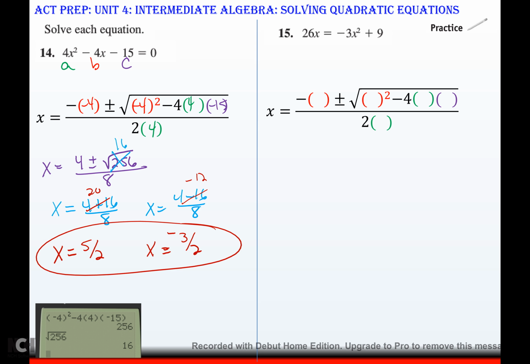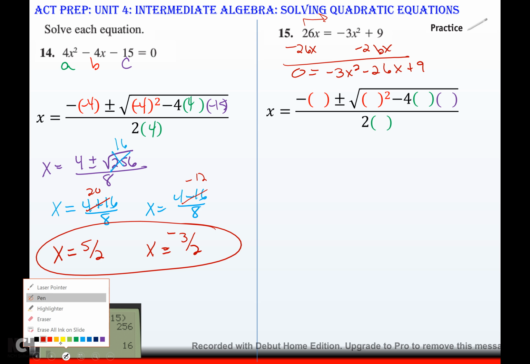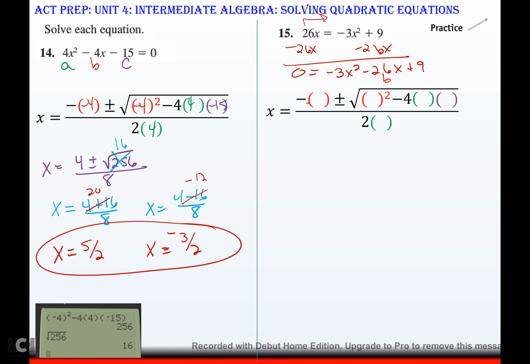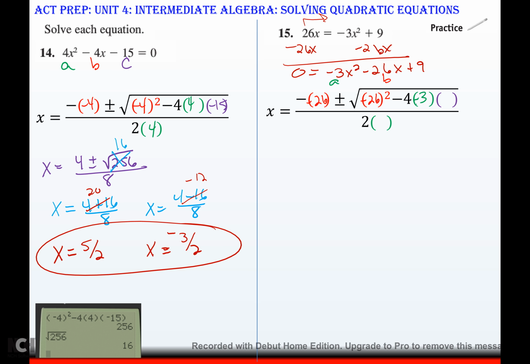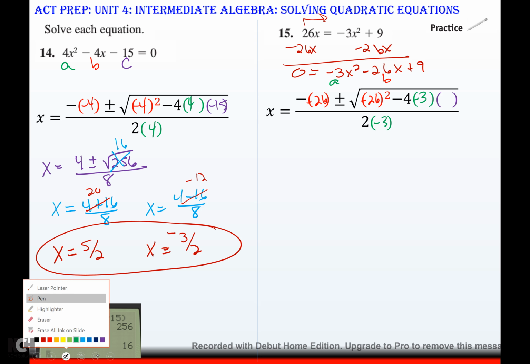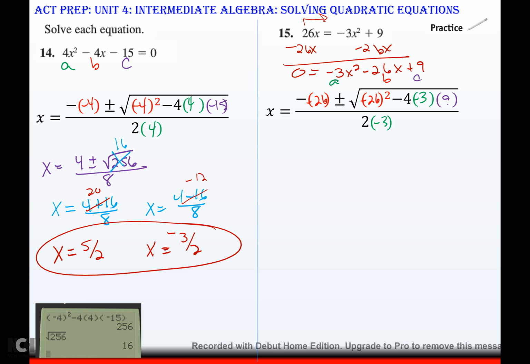Alright, 15 is not in quadratic form. Since I only have to move one thing, I'm going to minus 26x. Minus 26x, I get 0 equals negative 3x squared minus 26x plus 9. Which tells me that b is negative 26, that a is negative 3, and c is positive 9.